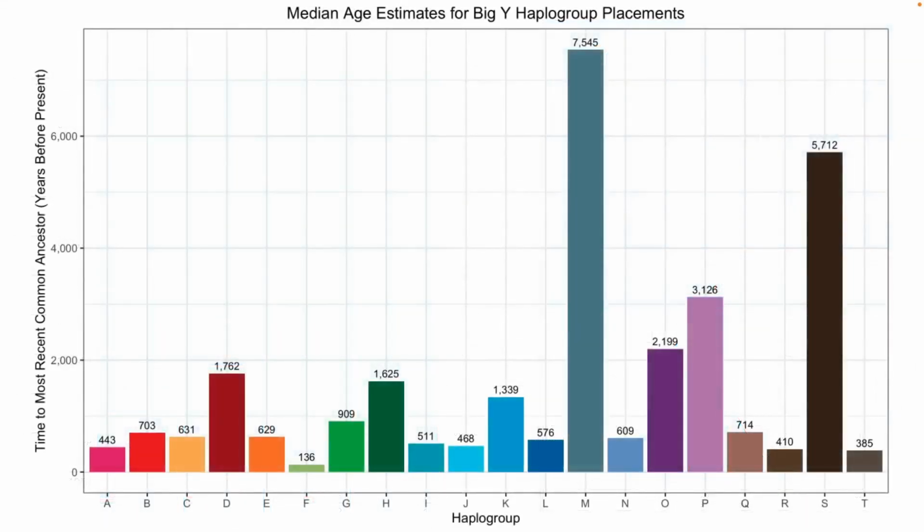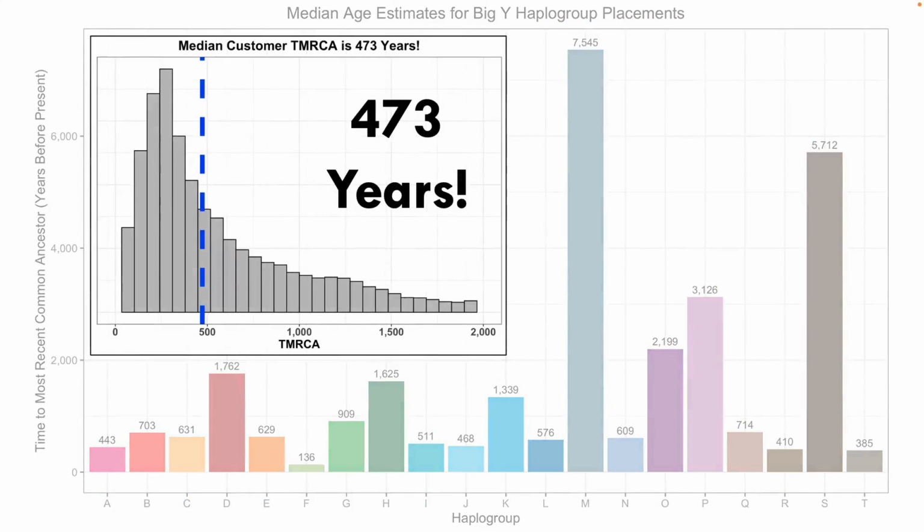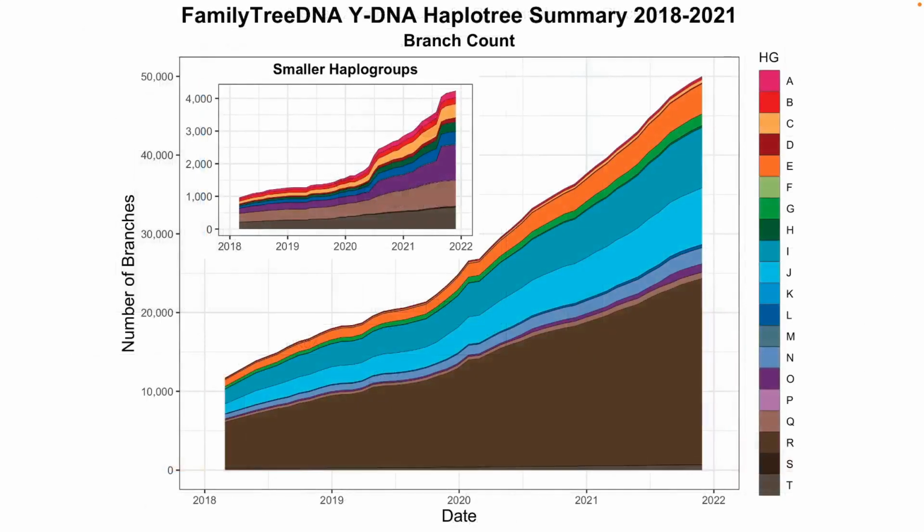The median age estimate for each customer is shown here by haplogroup, and most people share a branch with someone less than 500 years ago. And this is ideal since genealogies tend to go back only this far. Our huge tree is partly to thank as it has recently expanded to 50,000 branches.